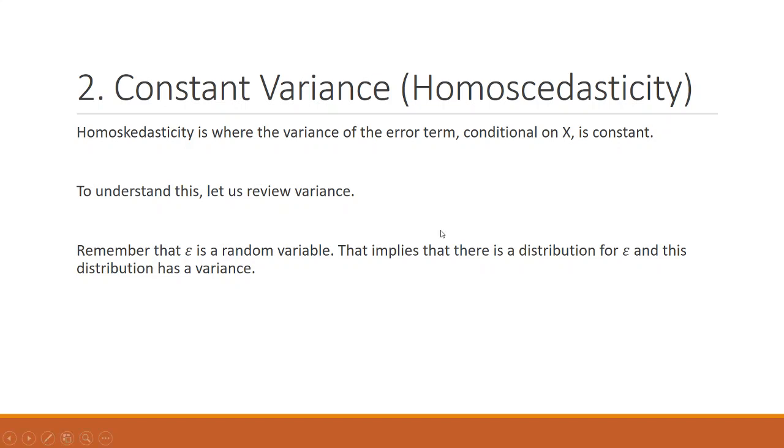So homoscedasticity is where the variance of the error term, conditional on x, is constant. To understand this, we need to review variance, and we need to understand the variance of the error term. We need to remember that epsilon, the error term, is a random variable, and it itself has a distribution with a variance.